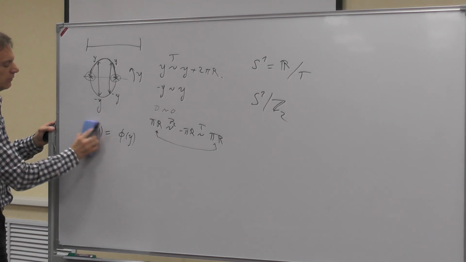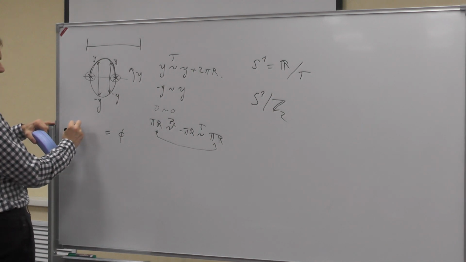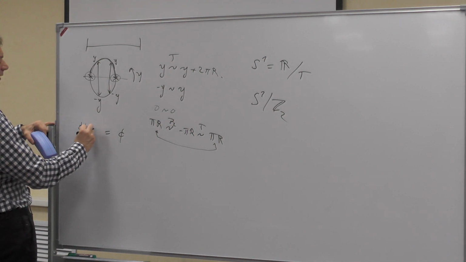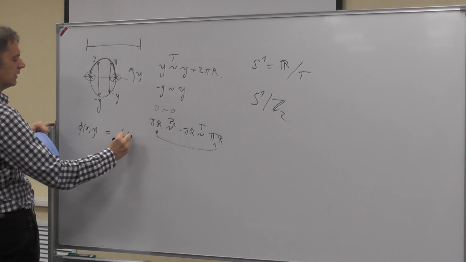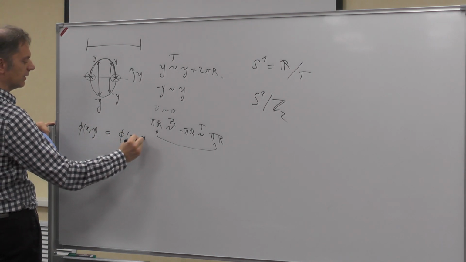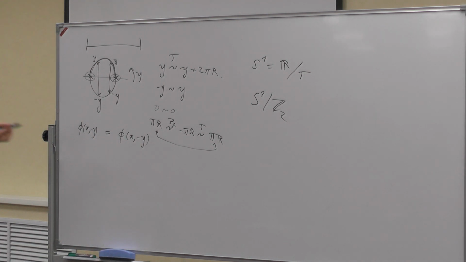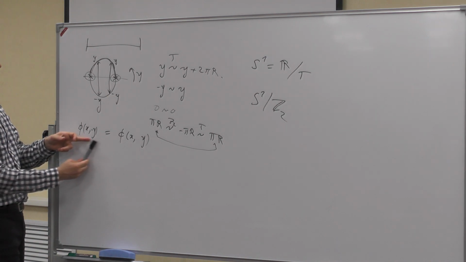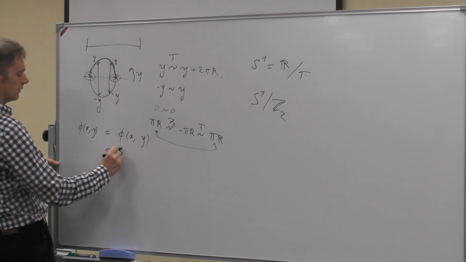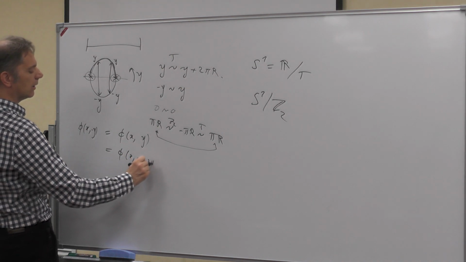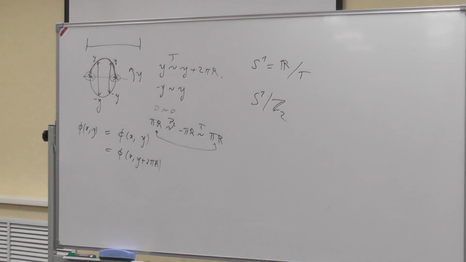Maybe I should also put the four-dimensional space-time coordinates, so phi for a scalar field, x and y or minus y, should be related to the field at x and minus y. The simplest thing you can say is that those two fields are equal at points y and minus y, and they would also be equal at y plus 2 pi r. That's the simplest condition you can impose that will be compatible with this translation and Z2 symmetry, reflection.